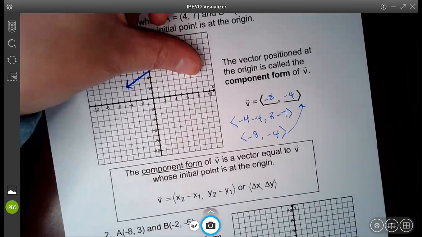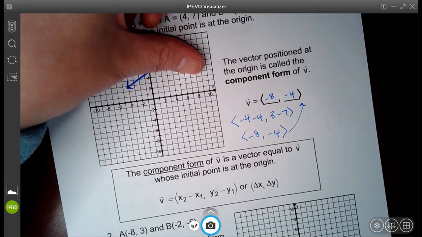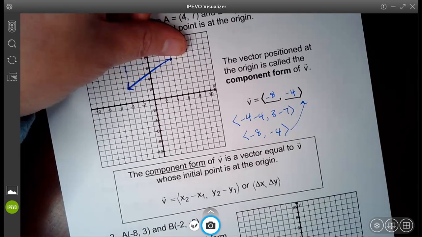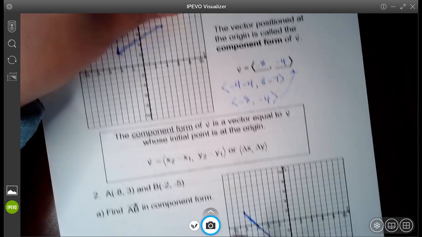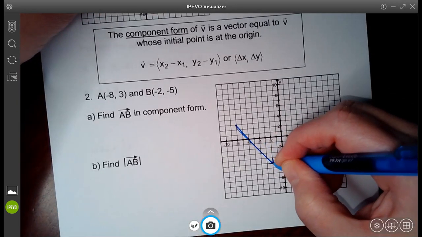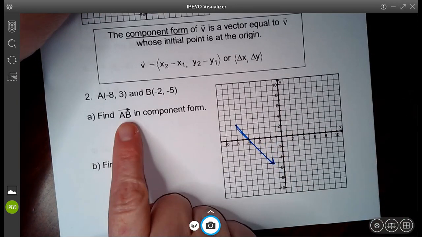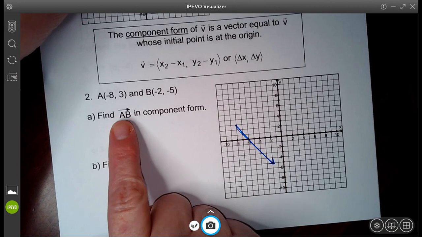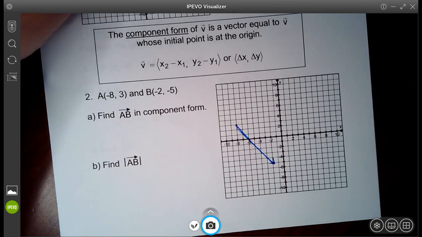All right, so on A here, we want to find AB in component form. So I graphed AB over here. So A was negative 8, 3. That's this point here. B is negative 2, negative 5. Whoops, sorry. So I'm putting my arrow at B, because that's where I'm ending, because I'm finding AB. If it was BA, then I would be putting my arrow here.